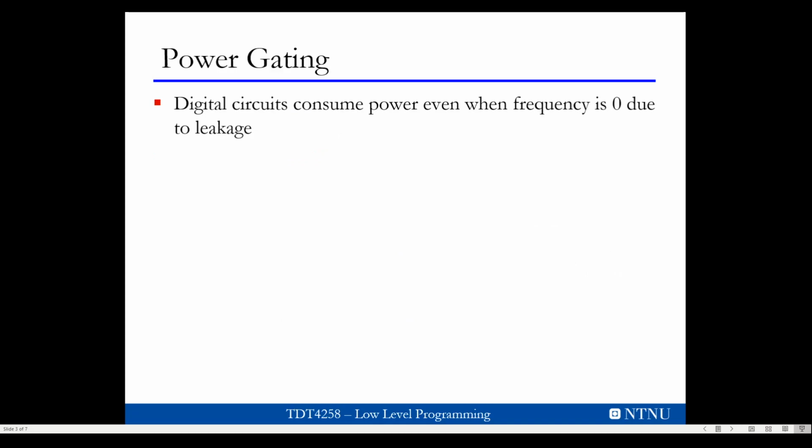To avoid static power consumption, we have power gating. So even with 0 frequency, the circuit still consumes some power, which is leakage power. So how do we reduce or eliminate this power? Well, the idea is that if you realize that a circuit is not going to be used, just turn off the power supply to that circuit. If there is no power supply, there won't be any dynamic power consumption. Also, there won't be any static power consumption either, because if your transistor is not connected to the power supply, the current just cannot flow anywhere.